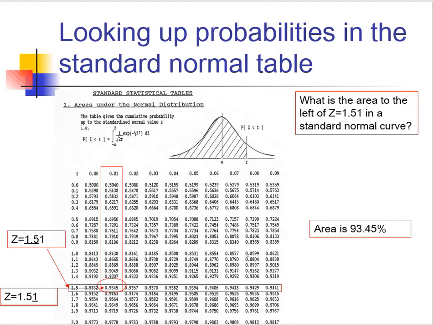Looking at probabilities in the standard normal table, what is the area to the left of Z equal to 1.51 in a standard normal curve? The area is 93.45 percent. You can see Z of 1.5, upper 0.01, so 1.51 exactly gives 0.9345. The area is 93.45 percent.